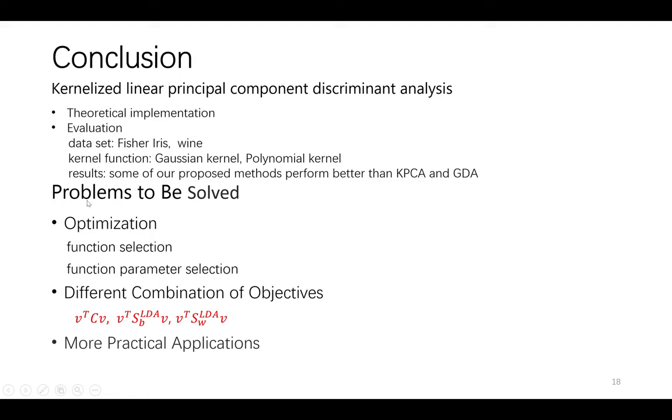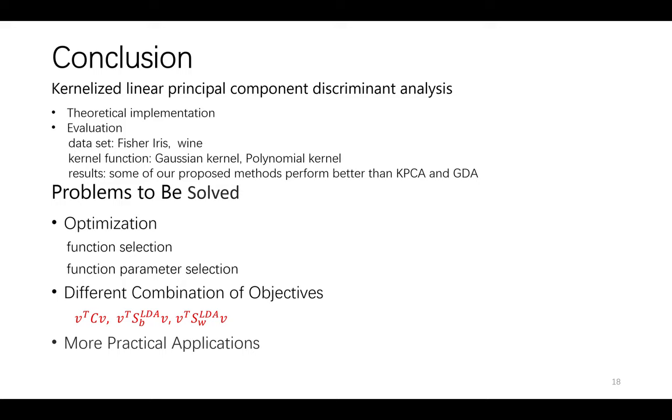There are also some problems to be solved. The most important one is the optimization. We use 2 datasets and 2 kernel functions in our evaluation part, so which kernel function to select and how to select kernel function parameter values can lead to optimal results. It's what we need to think about in the future.